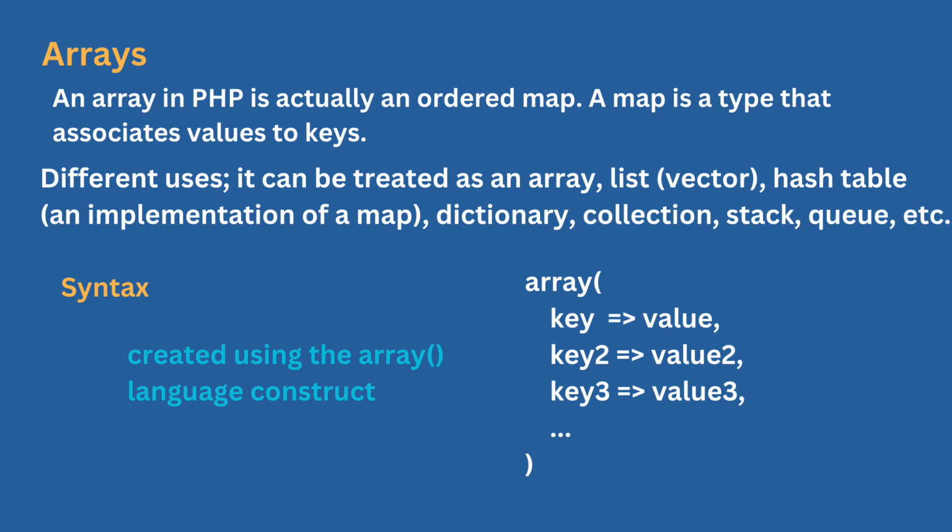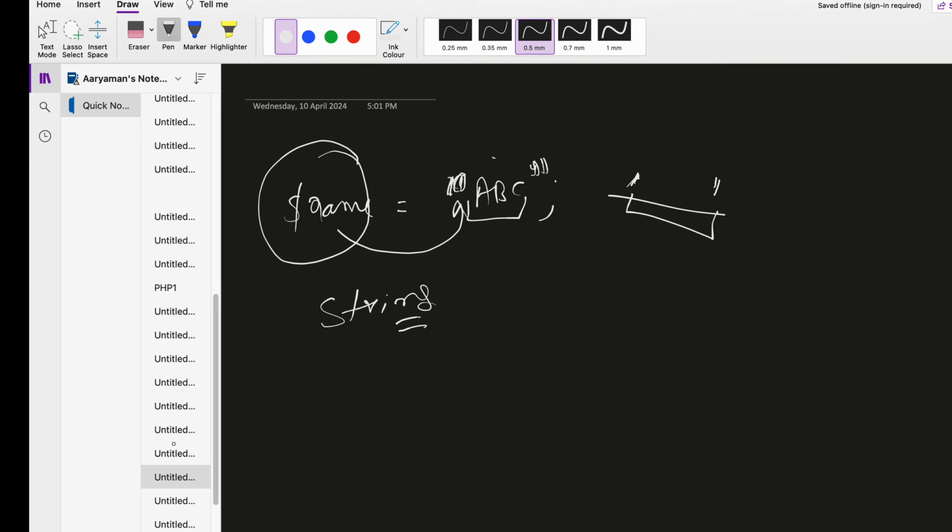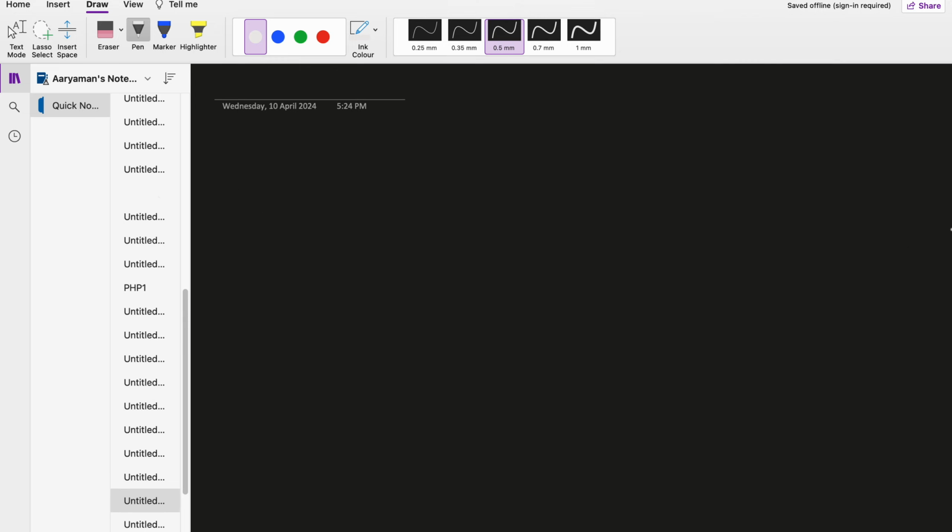Now comes to array. Who knows about array? What is the meaning of array? Array is a homogeneous data structure. So different values of similar data types are stored in the same variable. Homogeneous data structure.